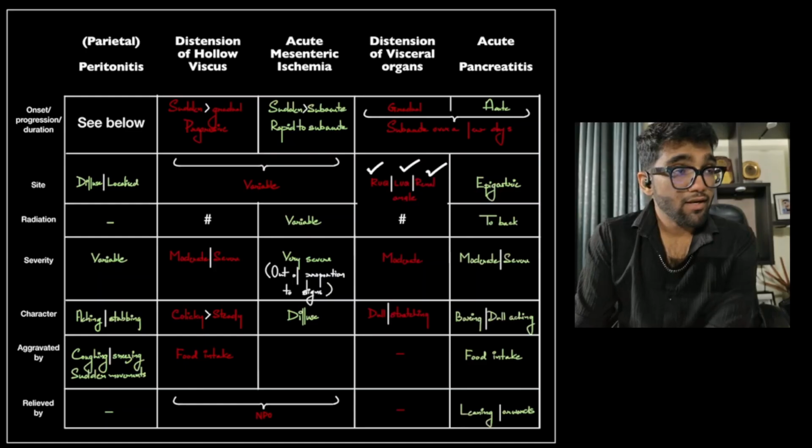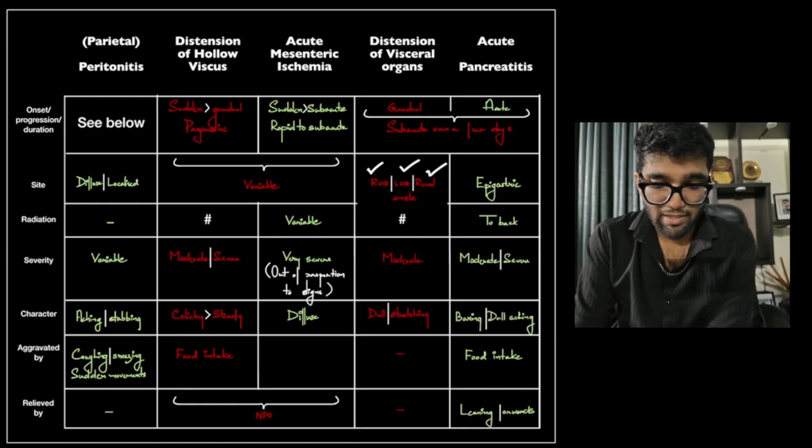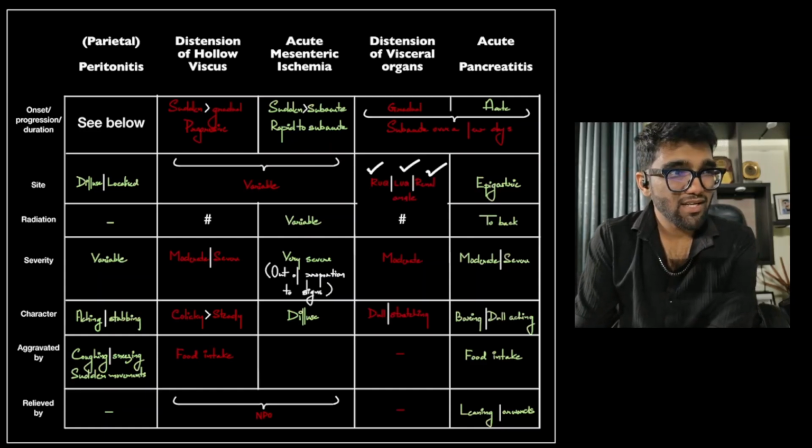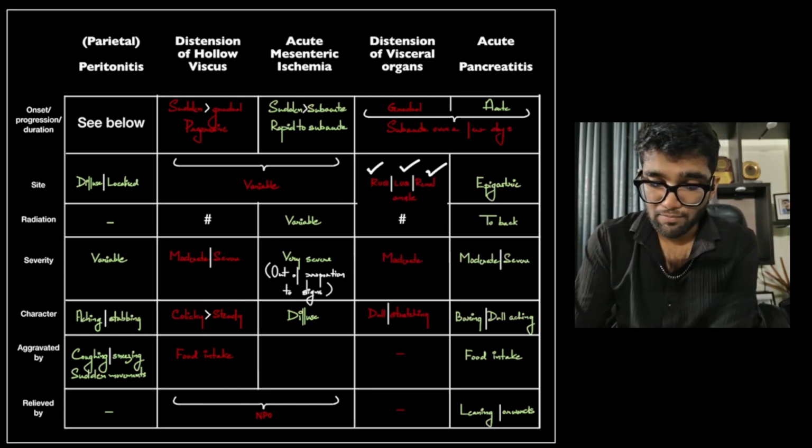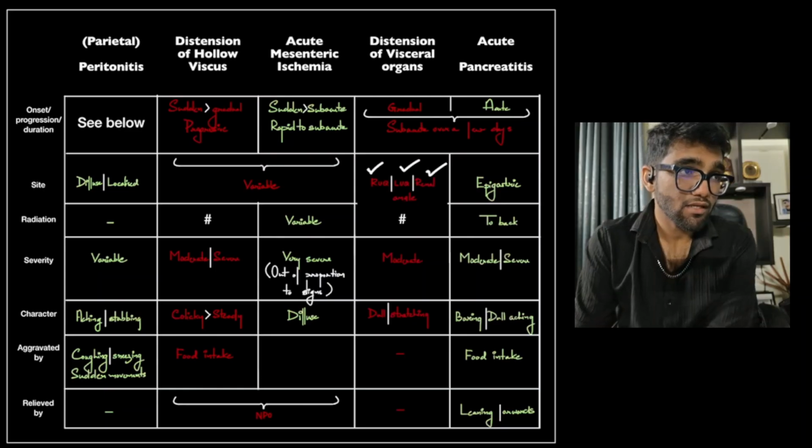Now, abdominal pain in cases of acute pancreatitis is definitely relieved by leaning forwards, and that is something quite specific, and something that actually overlaps with what happens with pericarditis. But usually, the pain of pericarditis is definitely retrosternal, whereas that of acute pancreatitis is more abdominal.